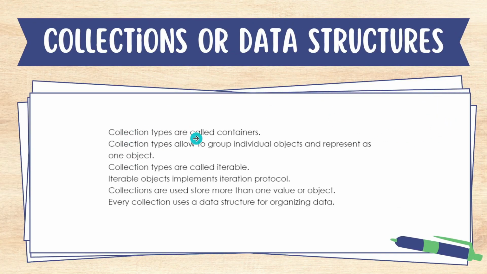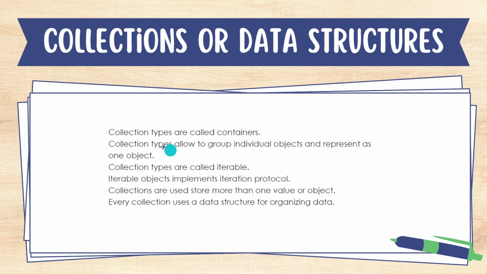Collection types are called containers. Collection types allow us to group individual objects and represent them as one object. Collection types are also called iterable. I will tell you what iterable means. An iterable object implements the iteration protocol. There are some iteration protocols, so whatever iterable there is, it will implement the iteration protocol. What is the meaning of iterable?